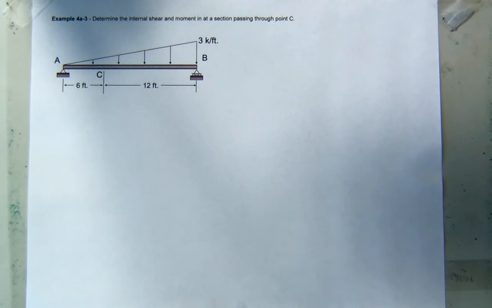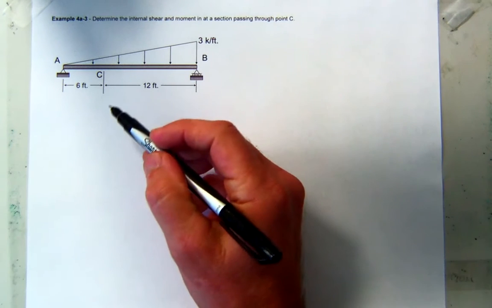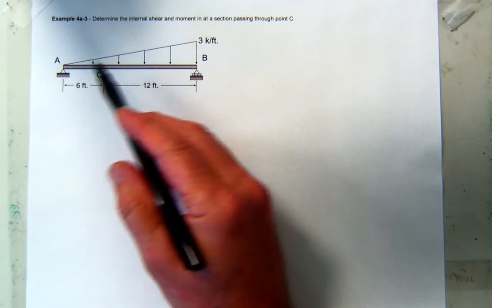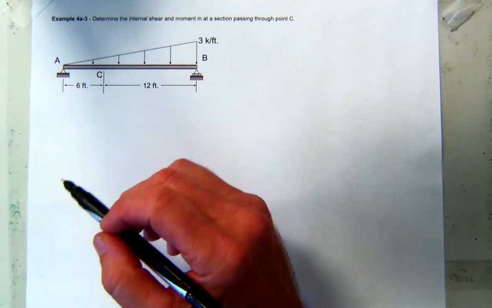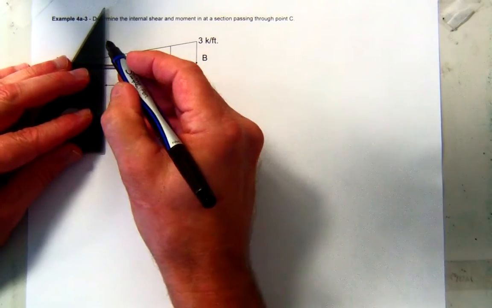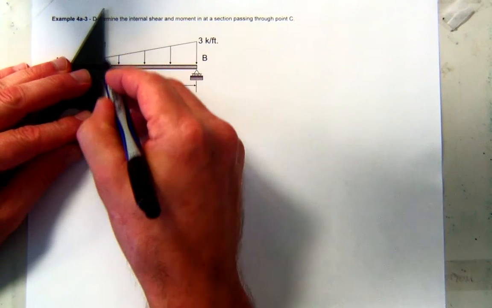All right, so the next problem I want to work looks like this. We started with a point load, and now we have a uniform load, a constant load, and now we have a linear load. So let's just see what that will pose to us. Again, I'm interested in knowing the value at C.